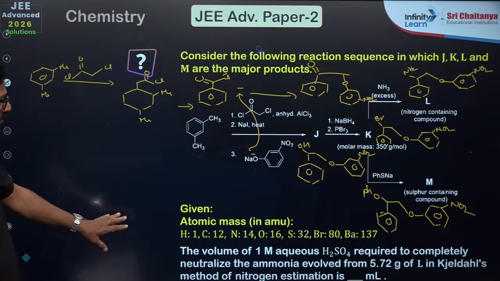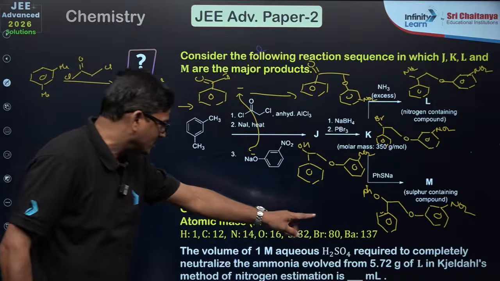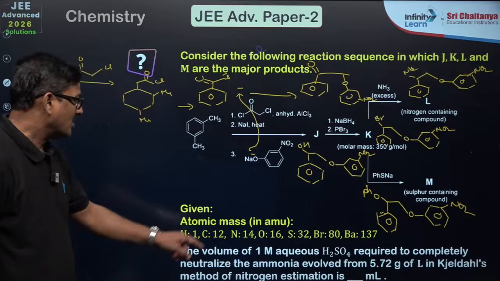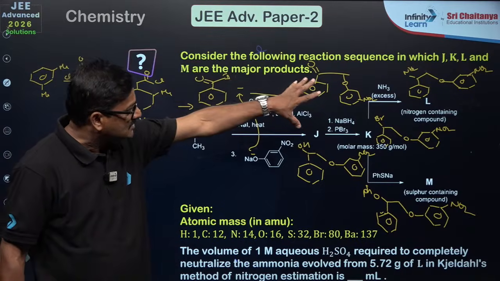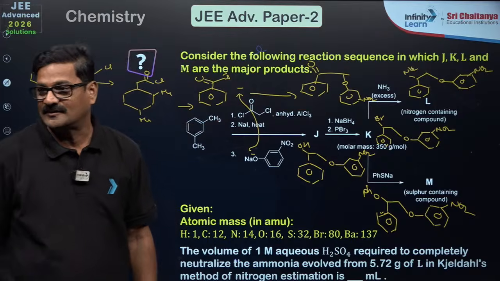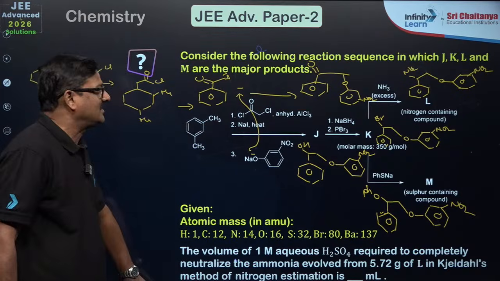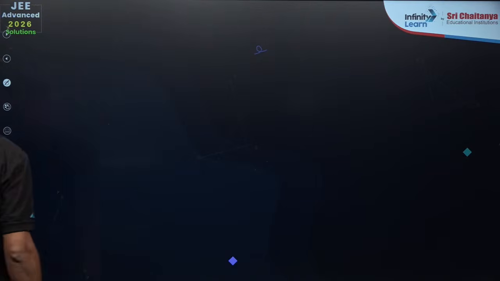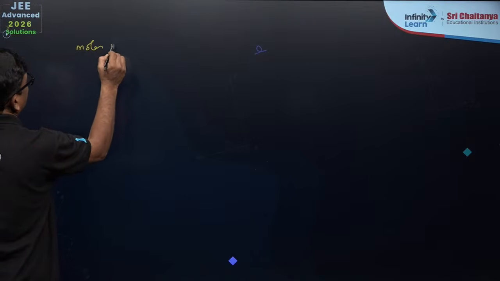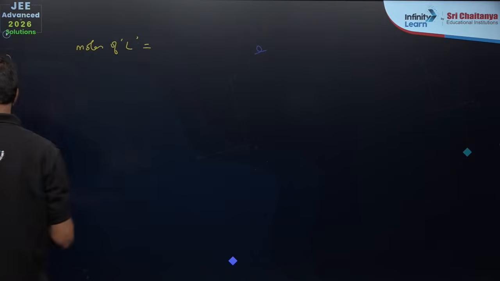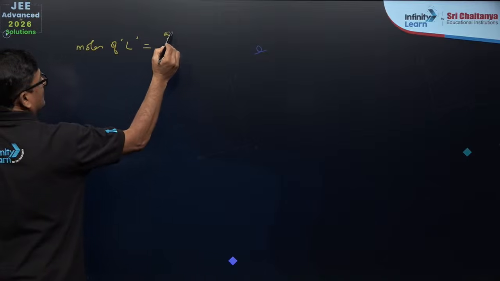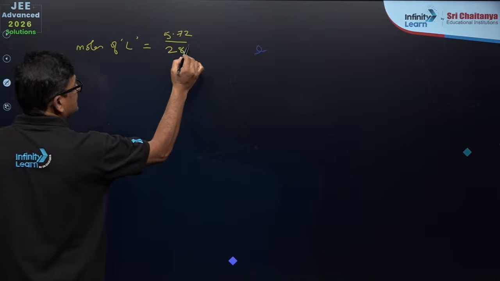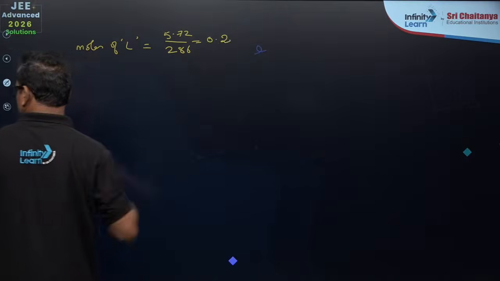Now the volume of 1 molar aqueous solution of H2SO4 required to completely neutralize the ammonia evolved in 5.2 gram of L, in the Kjeldahl method of nitrogen estimation. So this is a nitrogenous compound, you have to estimate the nitrogen in that. So the conversion is connected to the Kjeldahl method. Let us solve it. Here moles of the compound L is going to be 5.72 upon 286. It is given in the question, it is going to be 0.02.